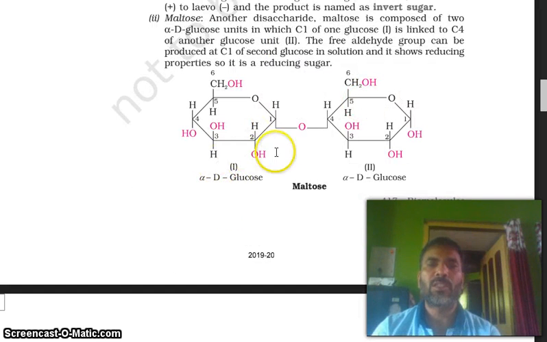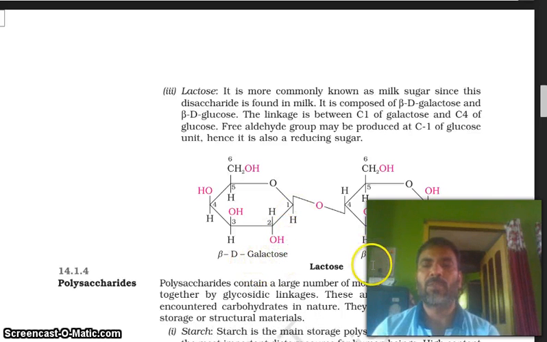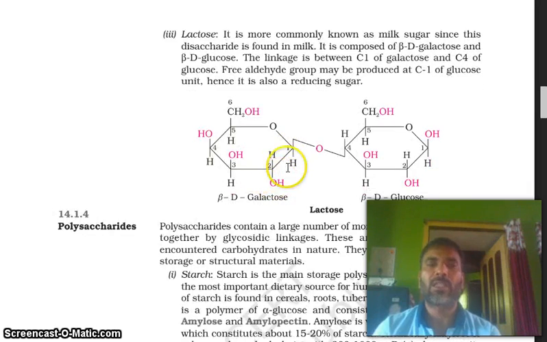Maltose, you know, it is also associated with the glycosidic linkage, alpha D-glucose and this is alpha D-glucose. Lactose, you know, this is beta D-glucose and beta D-glucose. This is the attachment. So these are the disaccharides.